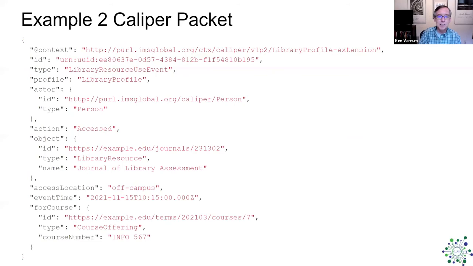And in this sample, we knew in some way, whether because the link was in a Canvas or Blackboard site, that they accessed this in the context of a reading list for a particular specific course. So this gives you a little bit more detail about the use, less about the person, more about the item. But you get the idea, and you can extend anything here almost infinitely to give you the data that you might want to have.